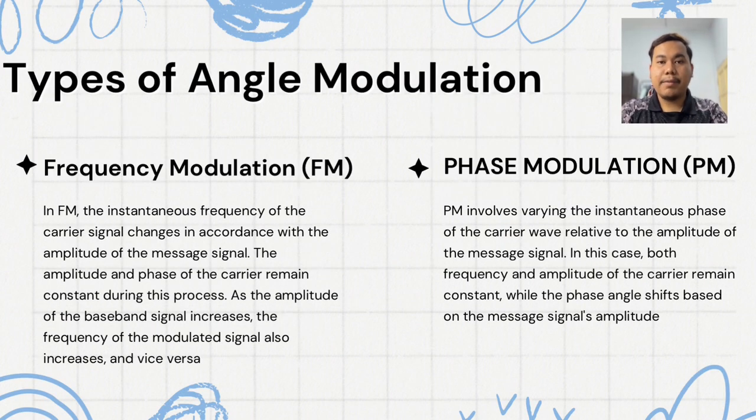There are two primary types of angle modulation. First is frequency modulation, FM. In FM, the instantaneous frequency of the carrier changes according to the amplitude of the message signal. Second is phase modulation, PM. In PM, it is the instantaneous phase of the carrier that varies, while its frequency and amplitude remain constant.